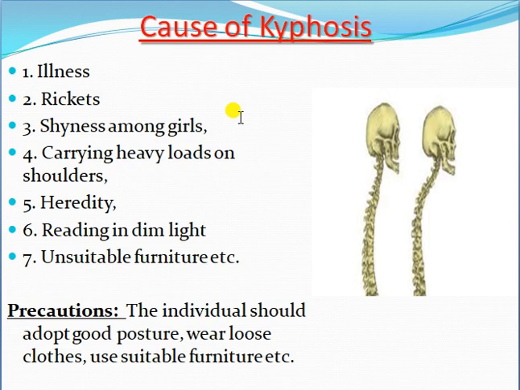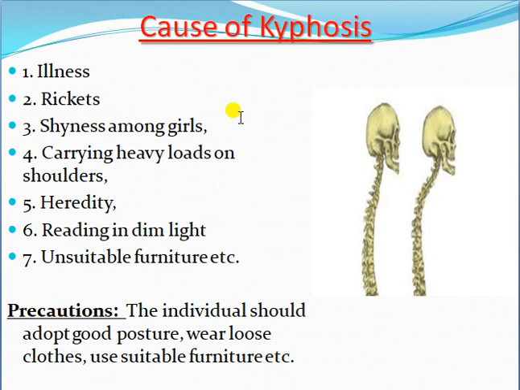Heredity is related to the bones. It means if someone has rickets as a hereditary problem, then it can occur. Okay, next is reading in dim light. Whenever you read in dim light, you bend forward. In the sitting position, it increases the problem, right? Next is unsuitable furniture. If the furniture in which you are sitting is not correct, that can cause kyphosis.